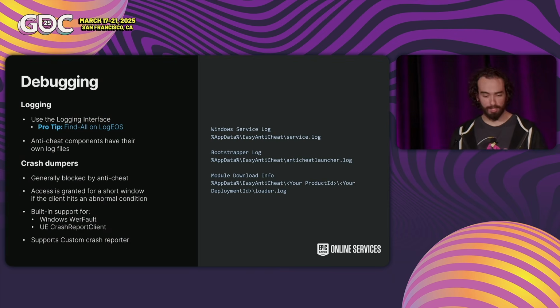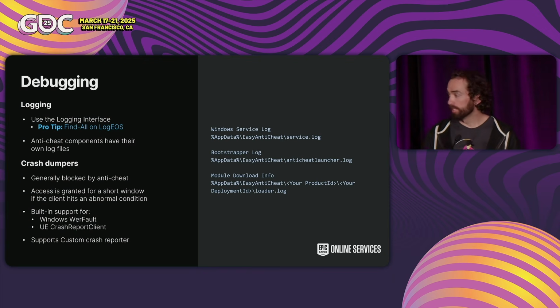Okay, I'm a developer support engineer. Of course, I'm going to have a slide on debugging. When anti-cheat is running, you can't attach a debugger to your game. So if you run into an issue that you need to debug, the first step you should do is try running your game without anti-cheat. If you can reproduce the issue without anti-cheat, just debug as you normally would. If you can't, here are some tips to help you out.